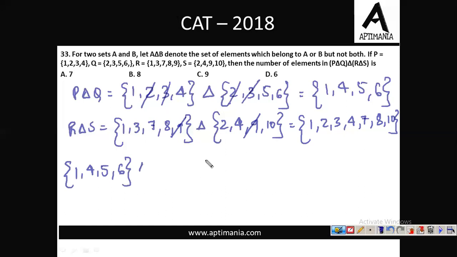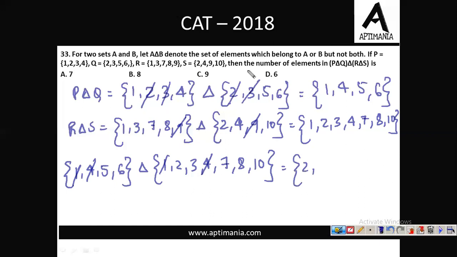Del 1, 2, 3, 4, 7, 8, 10. Okay, let's cancel out the common values. 1, 4. Okay, we are left with 5 common nahi hai, 6 common nahi hai, nothing else is common. So the result will be 2, 3, 5, 6, 7, 8 and 10.